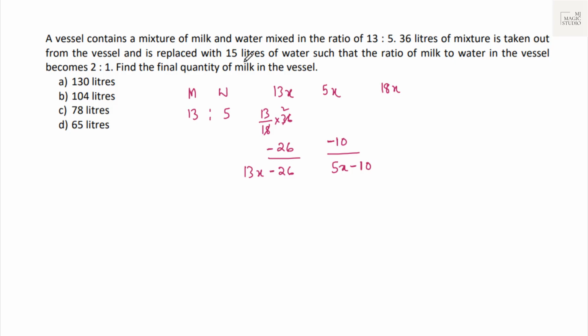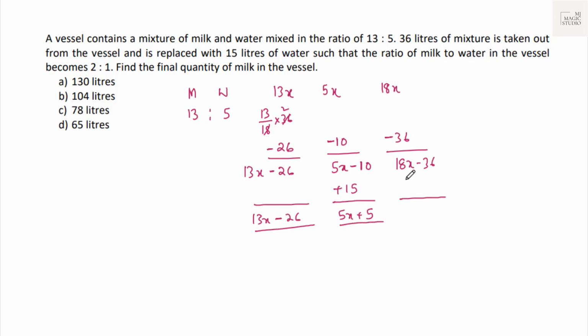Now it is replaced with 15 liters of water. Minus 36 here. Total volume is 18x minus 36. Now 15 liters of water is added. So finally in the mixture we have 13x minus 26 of milk, and plus 15, 5x plus 5 liters of water. If we add 15 here, automatically it becomes 18x minus 21.